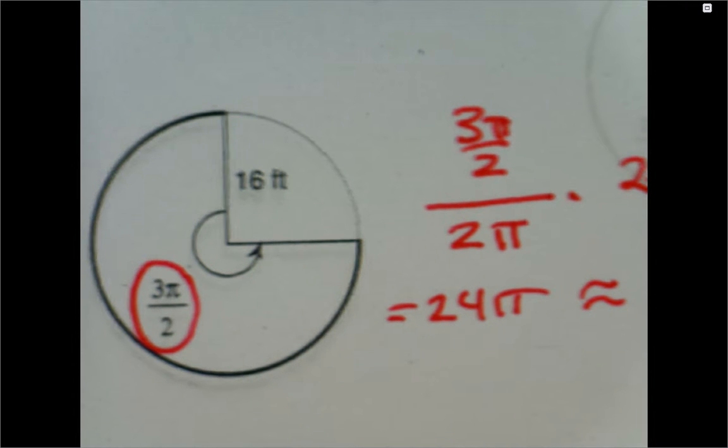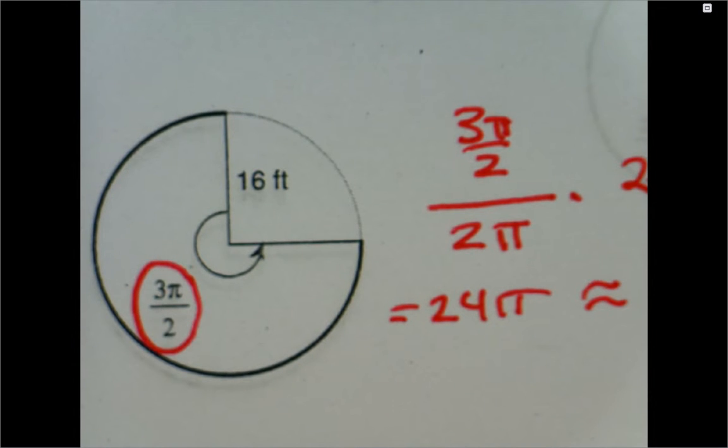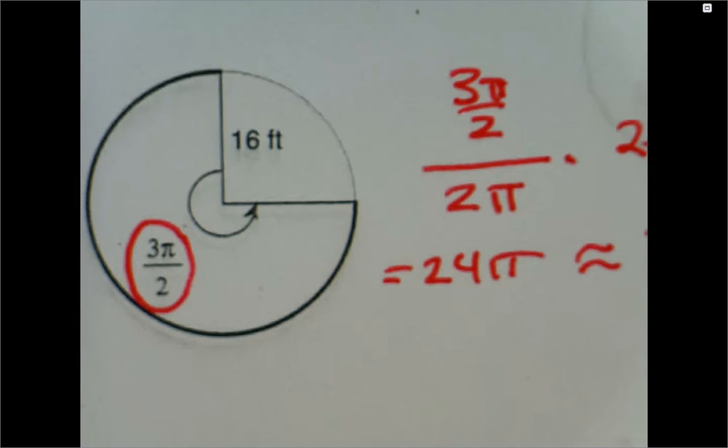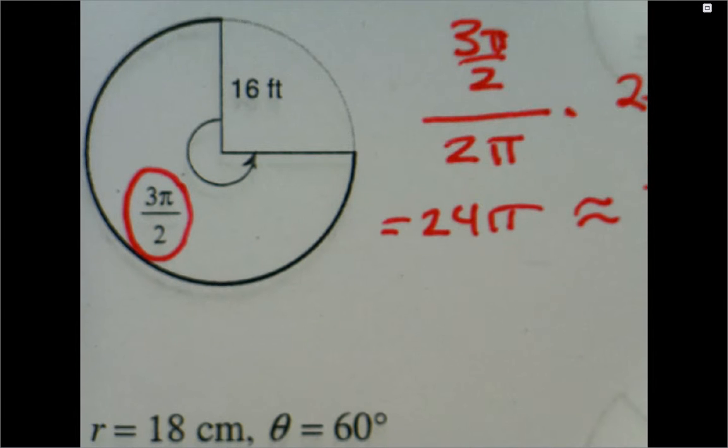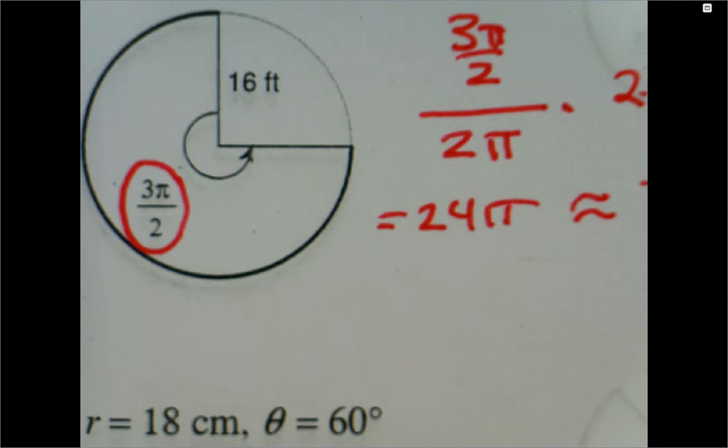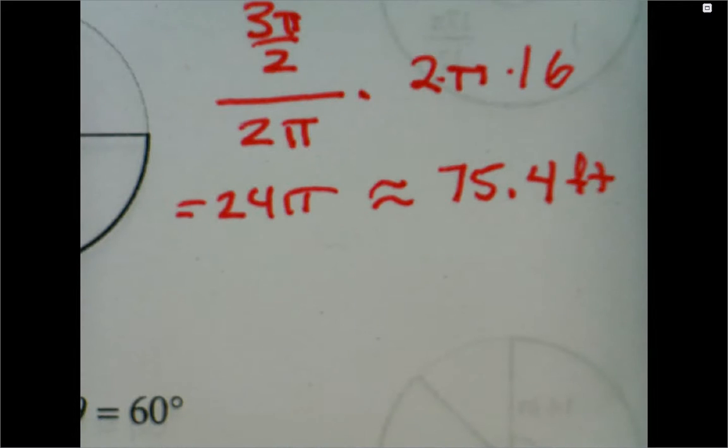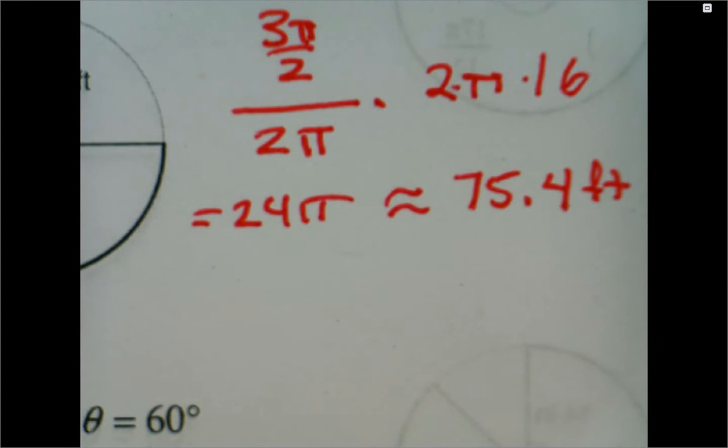So it's always good, like if this is actually a home improvement project, 24 pi is a great number. However, it doesn't help you when you go to the hardware store. 75.4 feet helps you at the hardware store because then everybody knows what you're dealing with. But in a math class, 24 pi is the better answer because it's 100% exact.